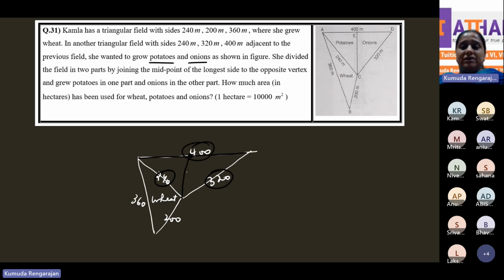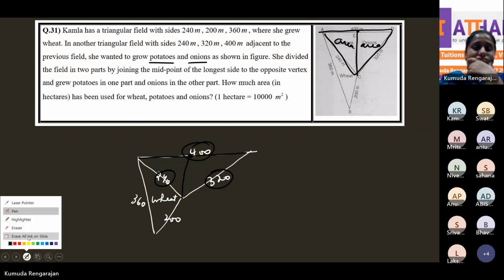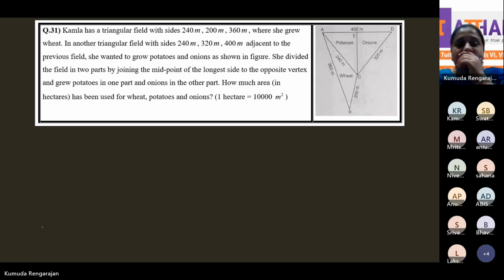That means she has constructed the median. In the second field, she marks the midpoint of 400, 200 here, and joins that to the vertex. So she's constructed the median CE. Now what will the median do? It'll divide the triangle ACD into two triangles equal in area. So the area of this triangle is equal to the area of this triangle. Now the question is, how much area has been used for wheat, potatoes, and onions?